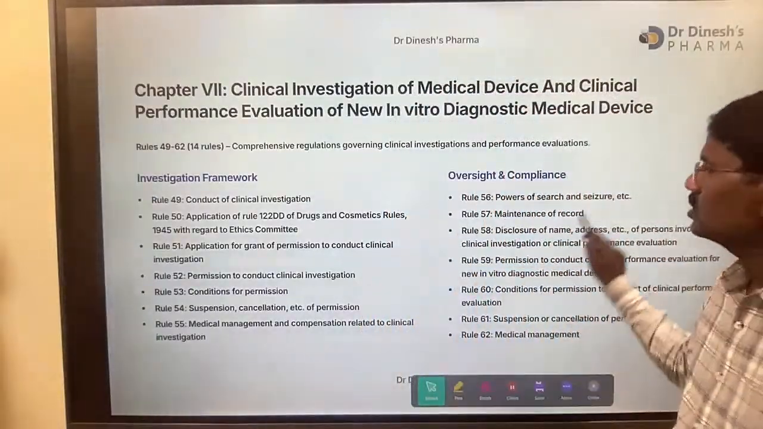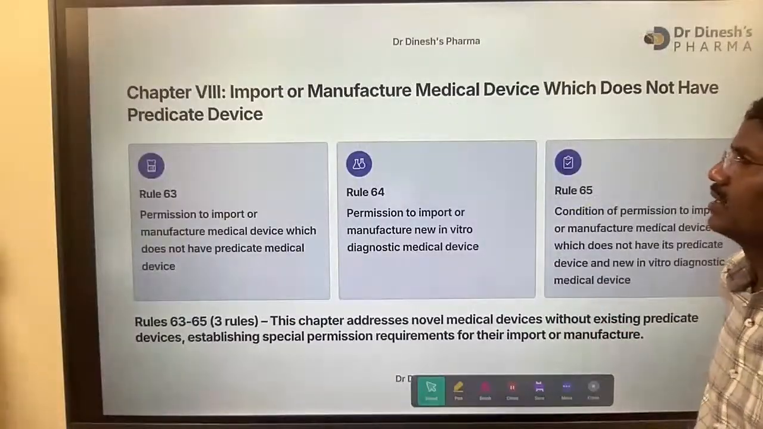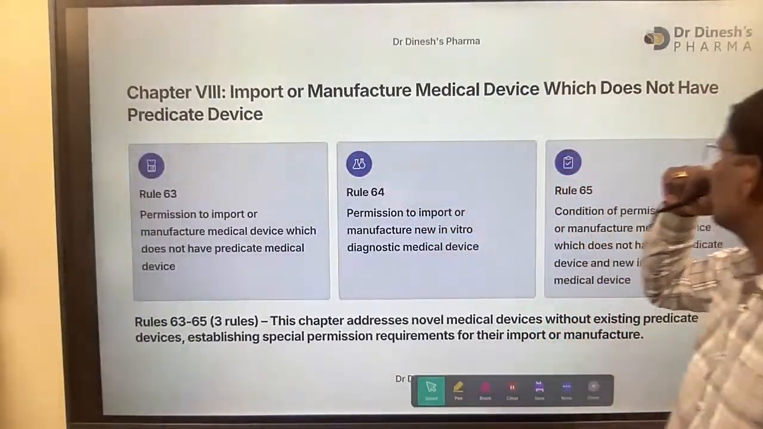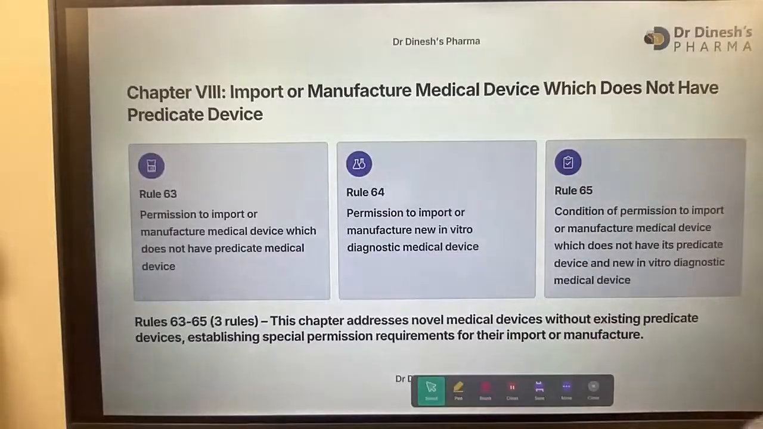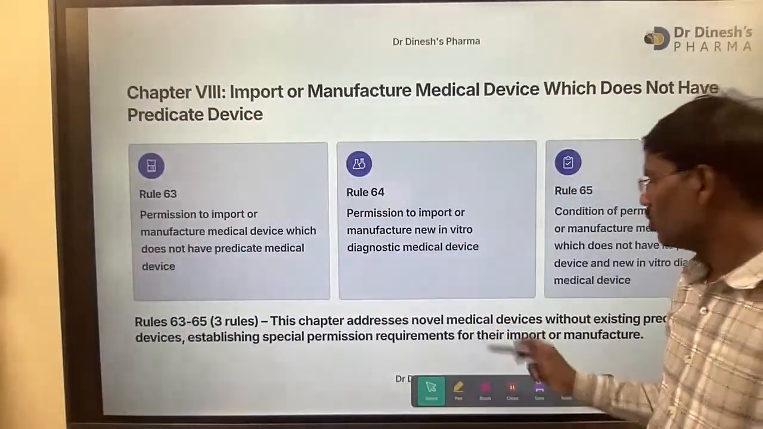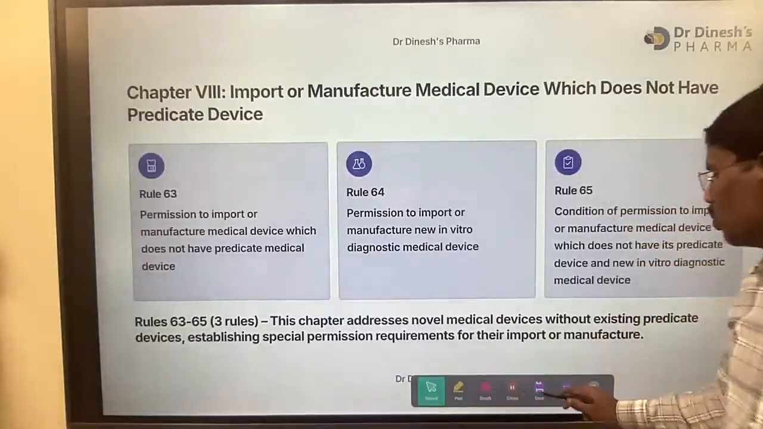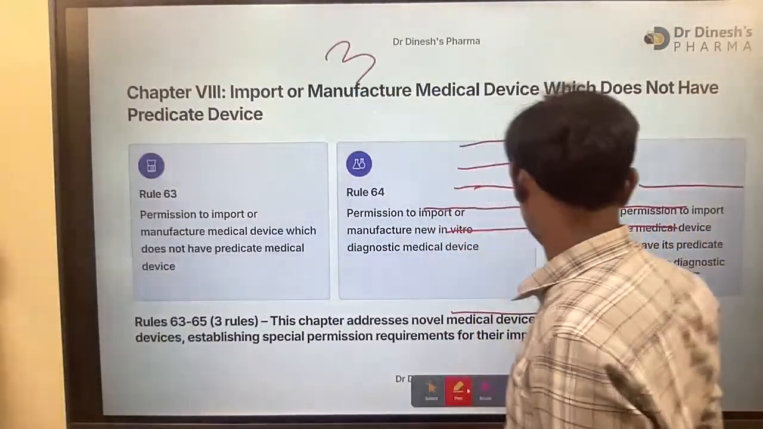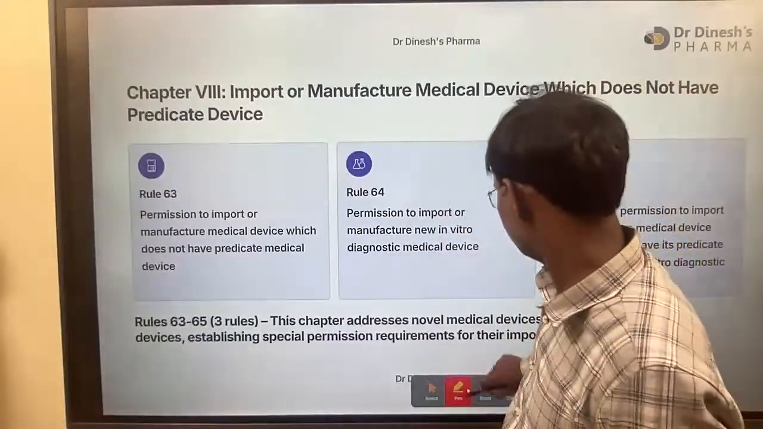Next chapter, that is 8. So chapter 8 talks about import or manufacture of medical device which does not have a predicate device. So in this again there are 3 rules present. Chapter 8 contains 3 rules.